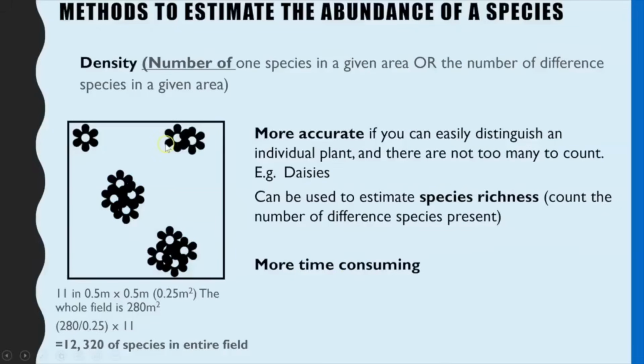So the next one, density. This is more accurate in comparison, but it's only more accurate if you can easily distinguish an individual plant and there's not too many to count. So daisies is actually a good example of a plant species to use for density. You can also use this method if you are asked to estimate the species richness, which is how many different species there are in a given area at a given time. So in that case, you'll just be counting how many different species there are in your quadrat. The downside is it is more time consuming.